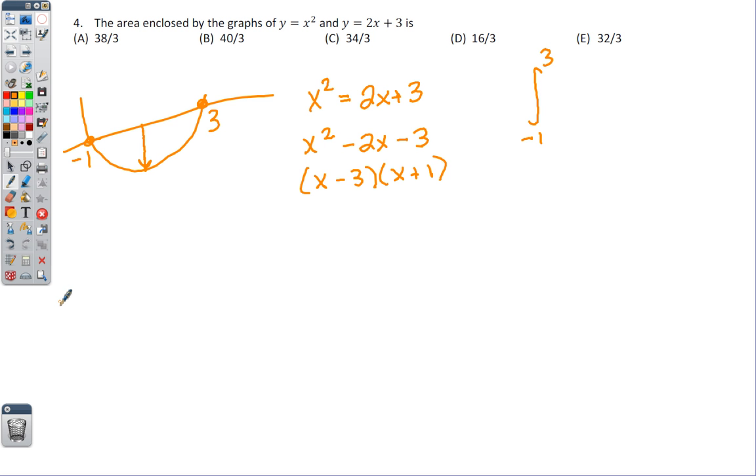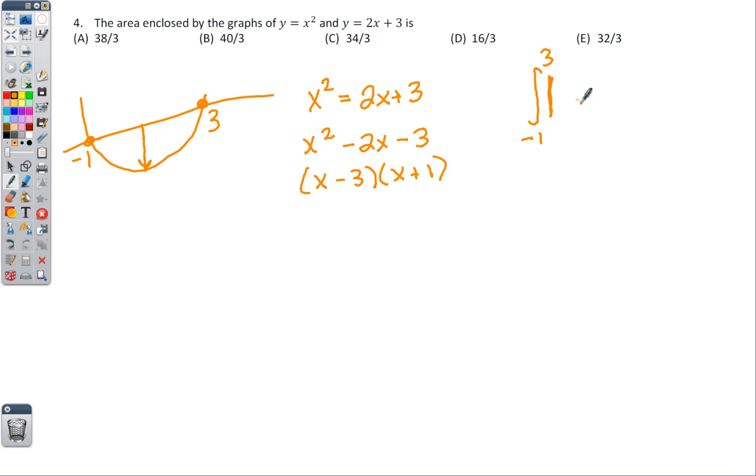Now let's say you had some funny graphs and you had no idea which one was the top function and which one was the bottom function. Let's say you're going, I'm not really sure what they look like. Now in this case we know what they look like. But if you're not sure and you're really pressed for time, just put them in absolute value, because the absolute value will take care of which one is the top and which one's the bottom.